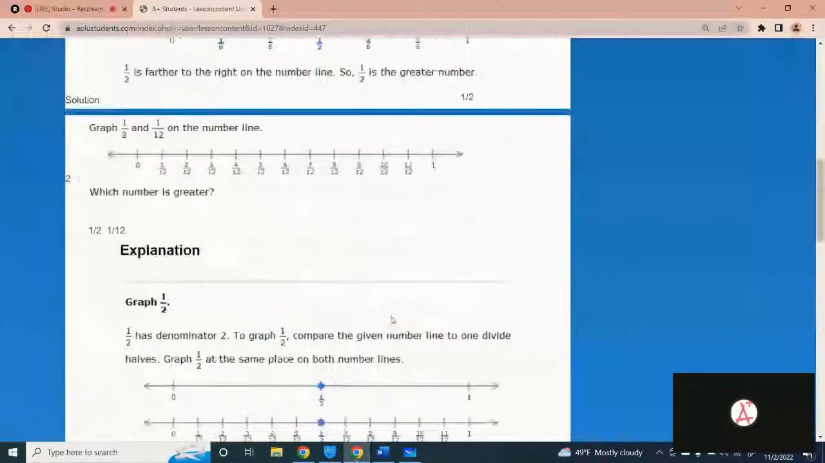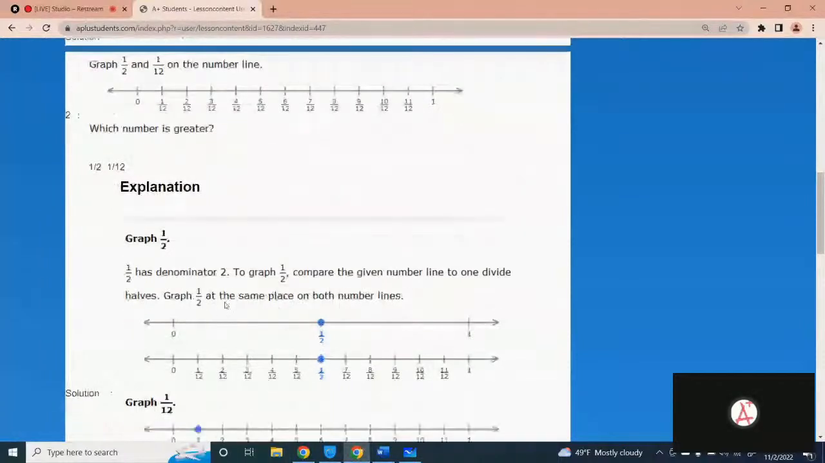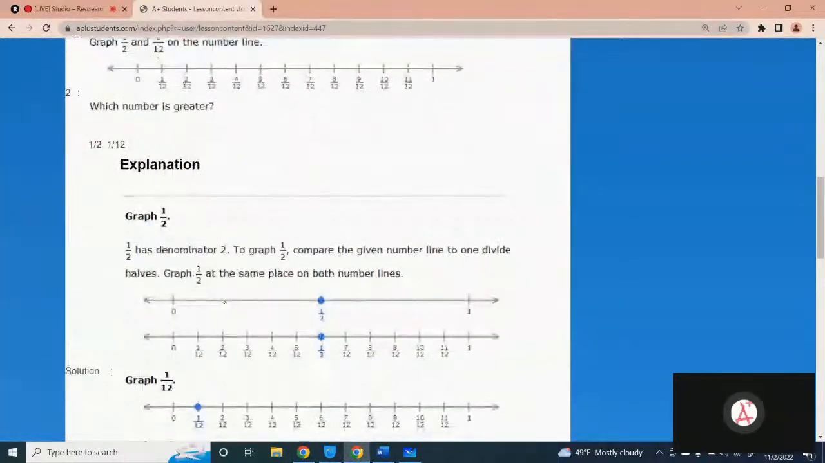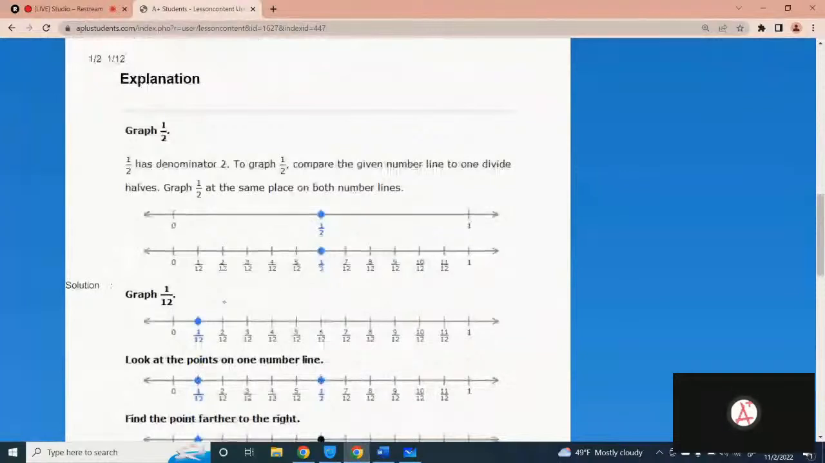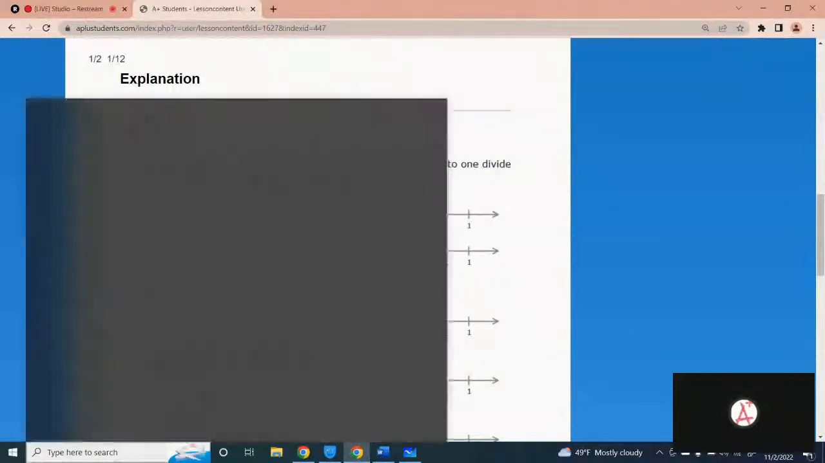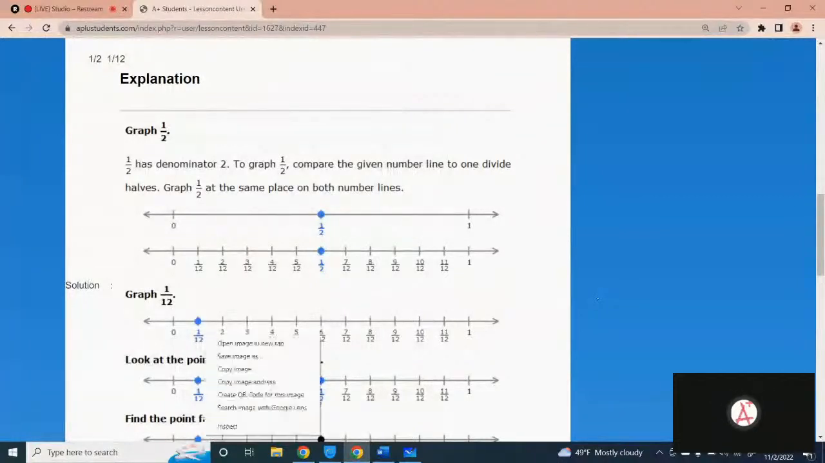Okay, the next one is graph 1 by 2 and 1 by 12. Got it? You can see here both of them are graphed. This one is 1 over 2 and this one is 1 over 12. So you need to see which one is greater and which one is smaller. So 1 by 12 is less than 1 by 2. You can see the numbers through the number line. Here is the distance between 0 and 1 over 2. Here is 1 over 12. So 1 over 12 is much smaller than 1 over 2, isn't it?